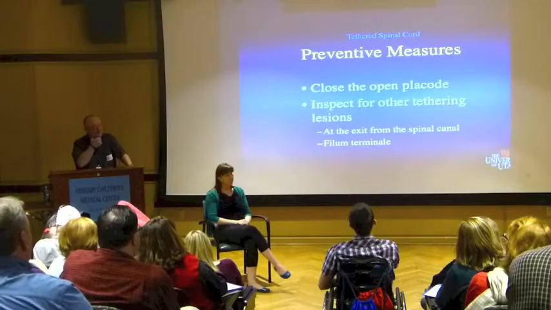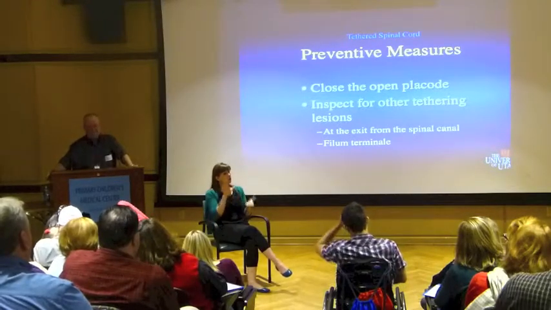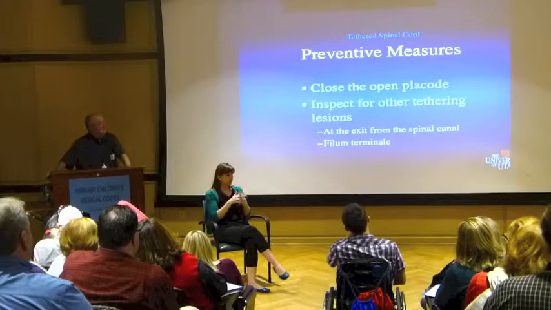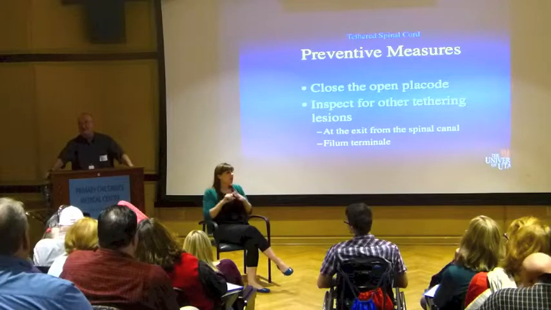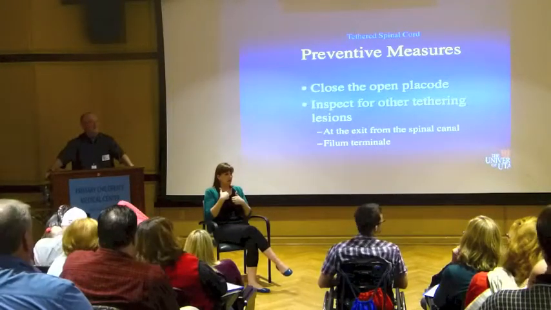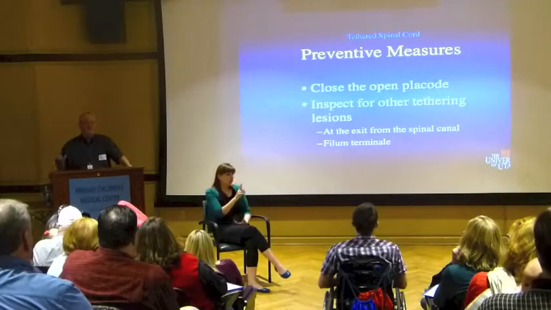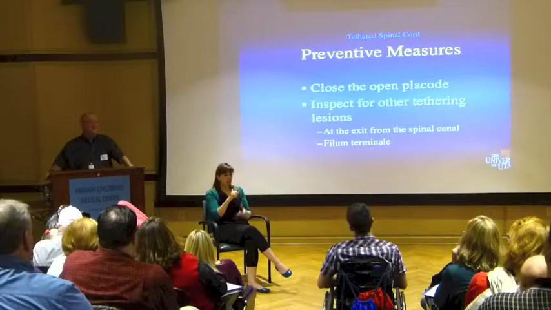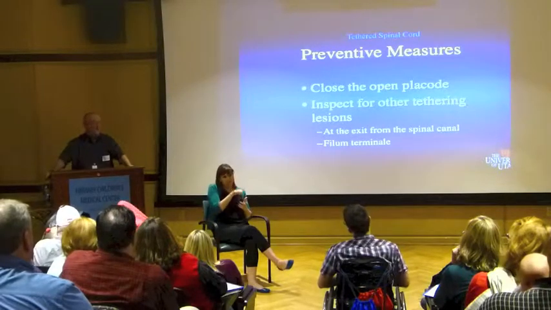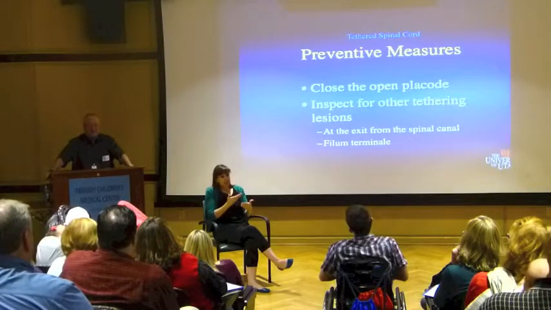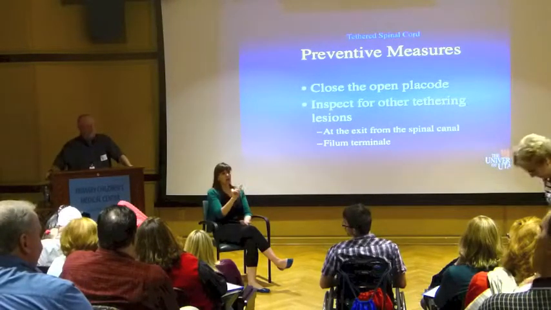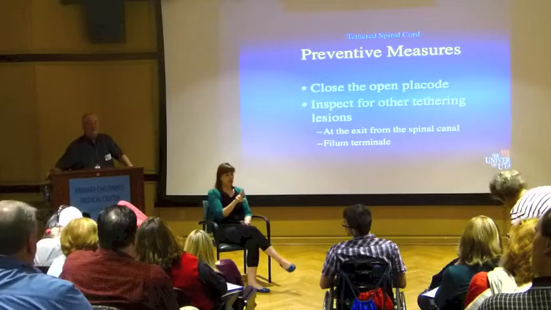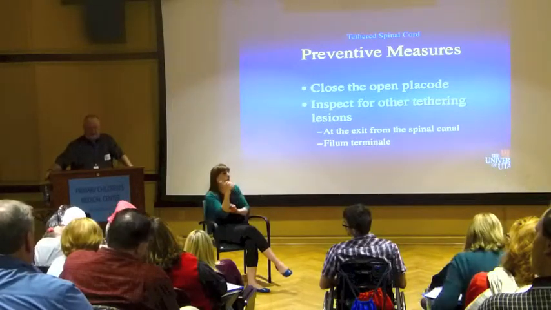Now, are there things we can do to minimize tethering? When I started in the beginning, I told you that everybody has a tethered cord if you have spina bifida. And that's true. There's scar tissue from the closure of the myelomeningocele. The question is, is that going to be aggressive? And are there things we can do that make it easier when it comes time to untether? Well, one of those things is to look for other causes. We talked about that briefly.